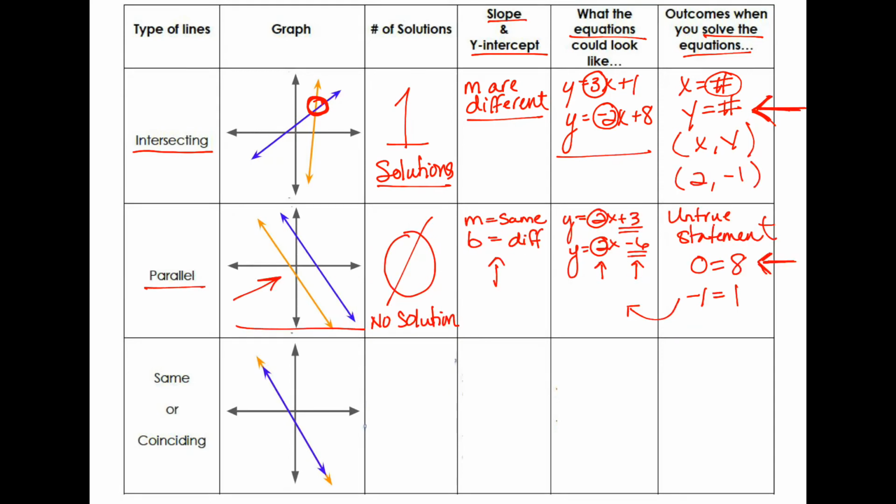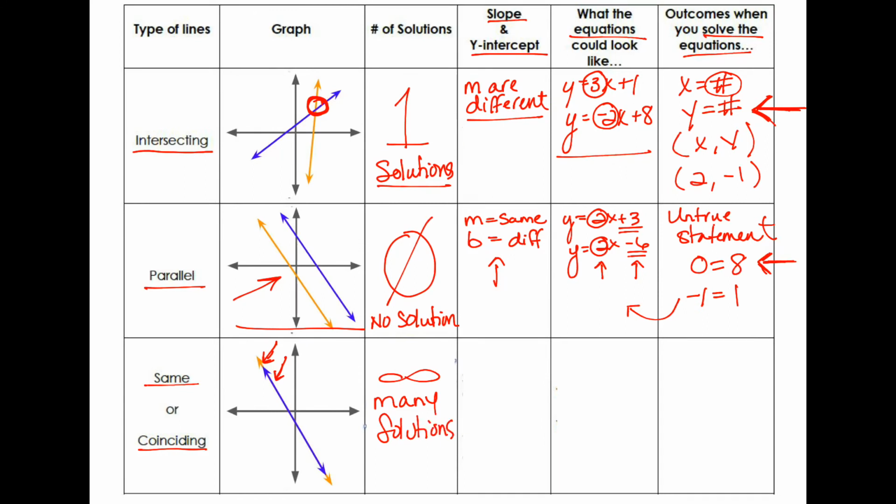And the third type of system that we might run into is a situation where we have the same line. It can also be thought of as two different lines that are coinciding, or two lines lying right on top of each other. Again, a solution to a system is the number of points that the two different lines share. So how many points would these lines share? Well, this blue line has an infinite number of solutions, and this yellow line also has an infinite number of solutions, and they all happen to be the same solutions. So these lines share all their solutions, or infinitely many solutions.